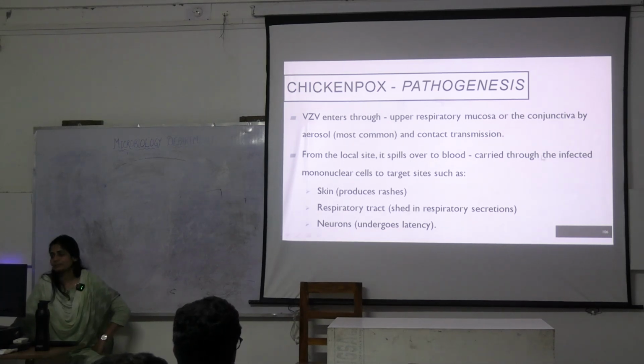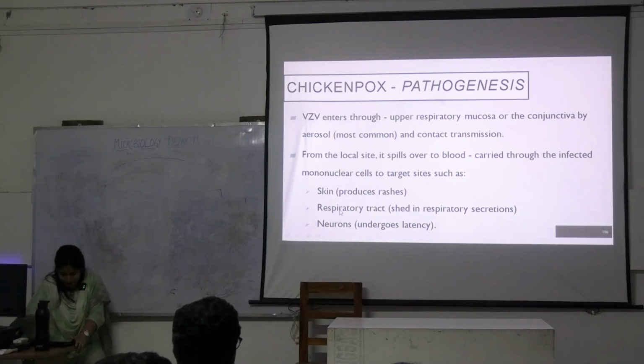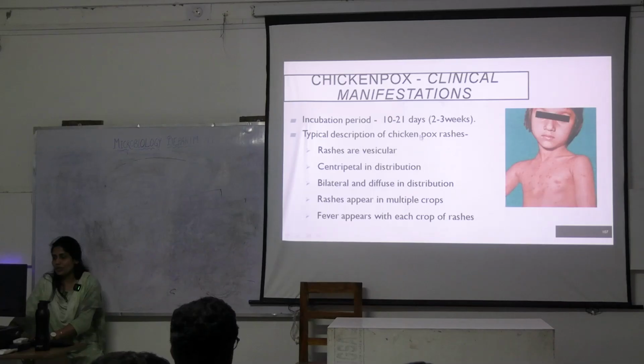Then once it goes to the mucosa, it spills to the blood and is carried through the infected mononuclear cells to other sites. The other sites will produce skin rashes, they'll go to the respiratory tract, and the person will become an active case for spreading the disease again. It will also go to neurons where it will go into latency. It will stop replicating and lie there for years, right? What is the incubation period? About 2 to 3 weeks.